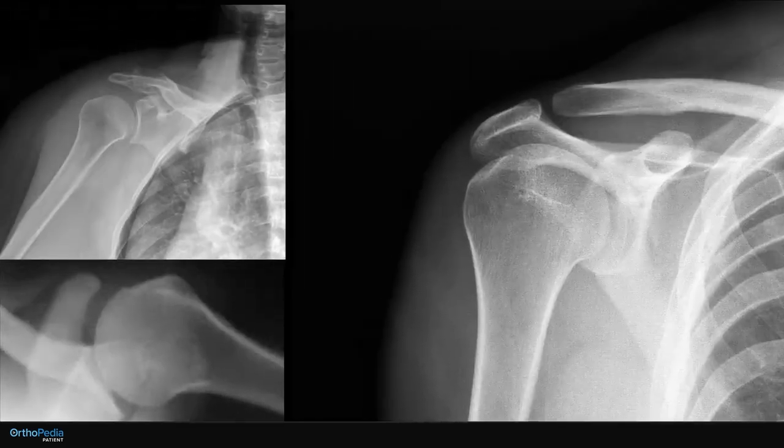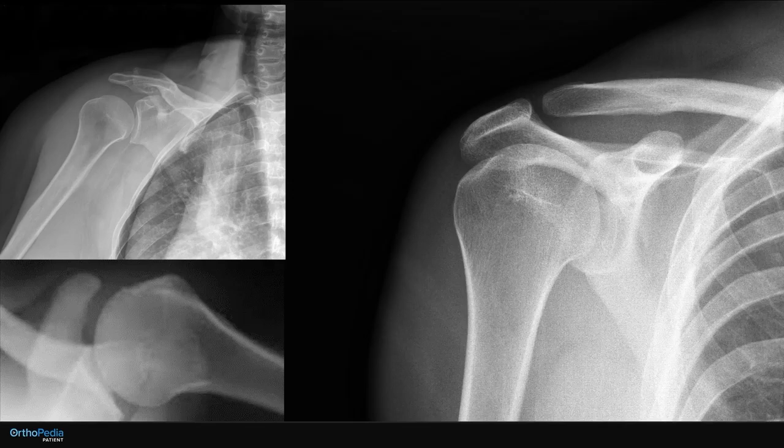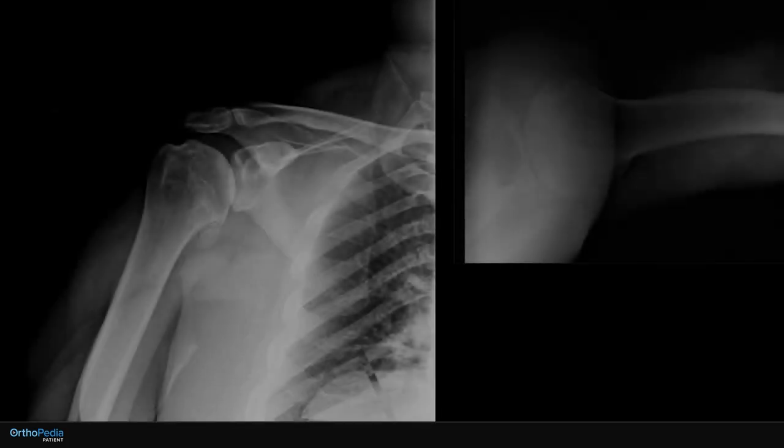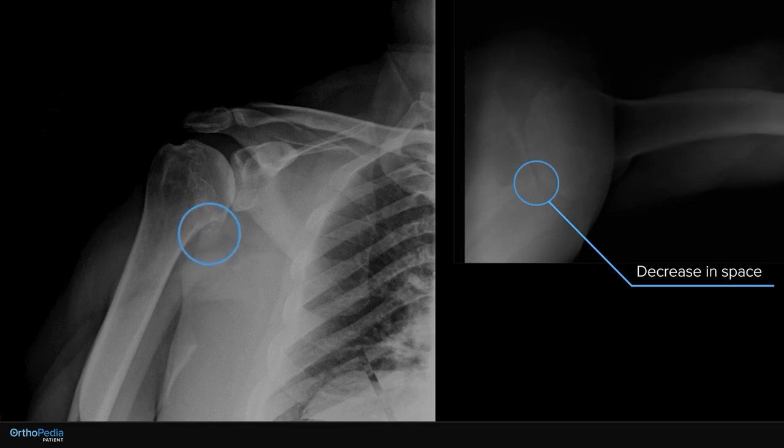A doctor will order X-rays to verify the diagnosis of shoulder osteoarthritis, which allows them to assess the loss of cartilage in the glenohumeral joint. Although cartilage is not visible on an X-ray, doctors can evaluate for its loss by assessing the amount of space in between the humeral head and glenoid. They may also look for other signs, such as bone spurs.